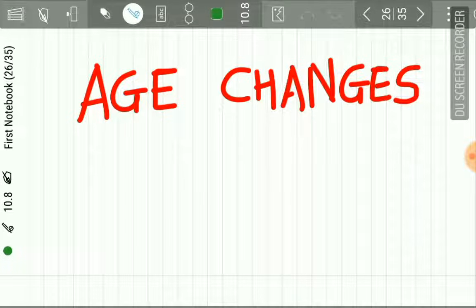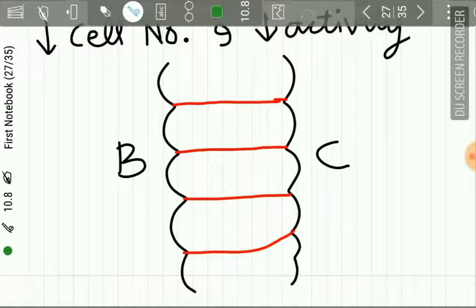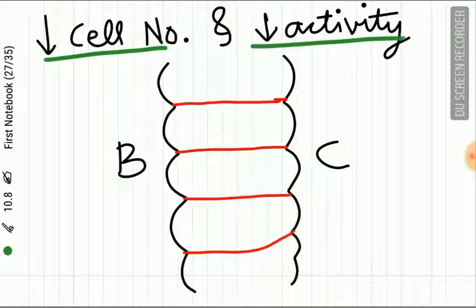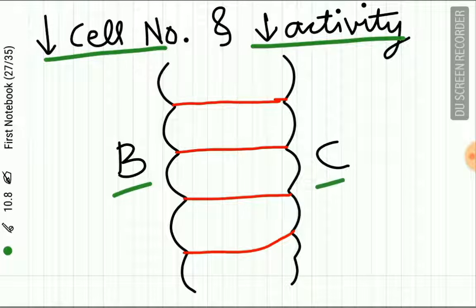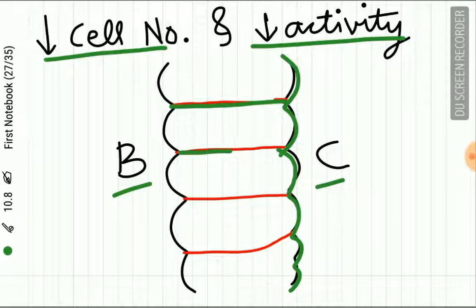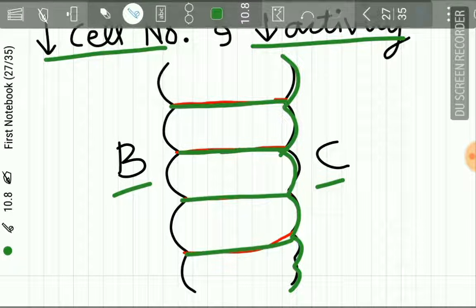Now let us see the age changes in the periodontal ligament, which is the last topic today. With age, there is a decrease in cell number and decreased cell activity in the periodontal ligament. With age, the bone and the cementum, if suppose this is the bone and this is the cementum, show scalloping. And when this scalloping occurs, the periodontal ligament fibers are attached only at the peaks of these scallops. This affects the support system of the tooth and thus the periodontal ligament is hampered.